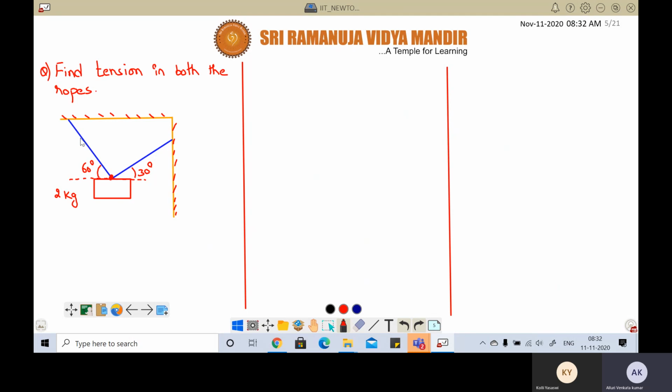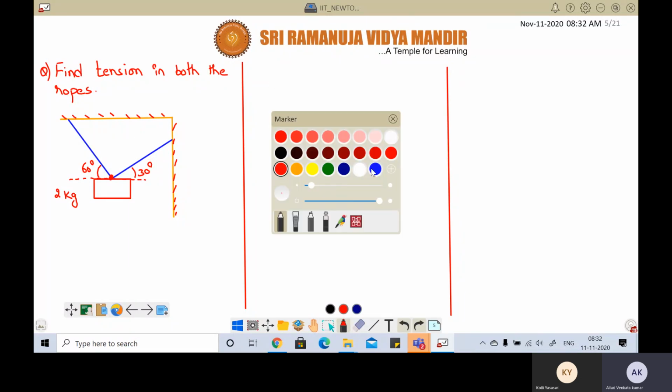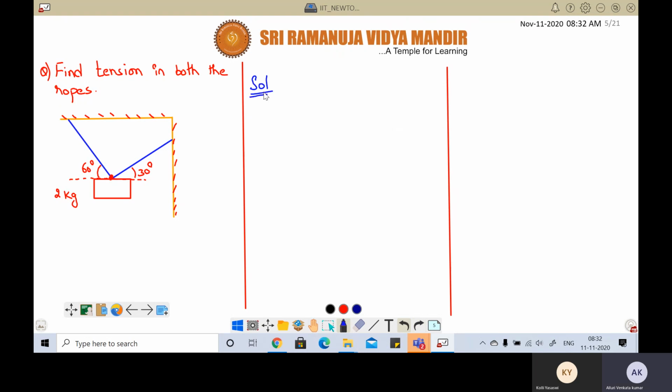Now, are these ropes in tension or not? Yes, sir, they are. So there will be a tensional force. So find the tensional force. Okay, let us see how to do that. Suppose this is the 2 kg block. First force on this block is what? The gravitational force, which is mg. That is 20.